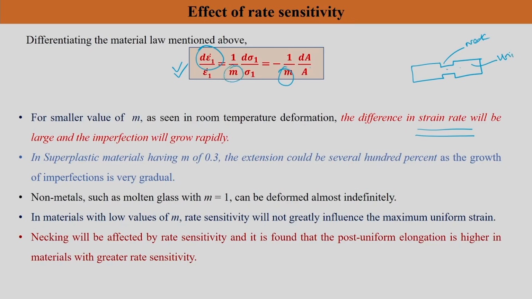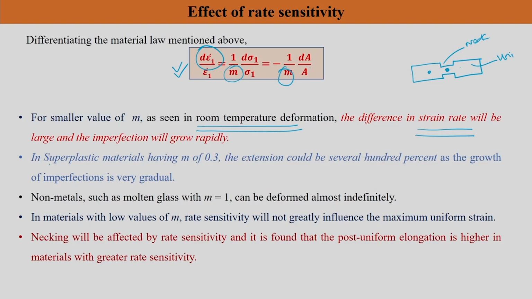is proportional to m in this fashion. So, smaller value of m, which is generally seen at room temperature for most of the materials. At room temperature, if you evaluate m, it is going to be pretty small. You will see that there is going to be large difference in strain rate between this region and this region, which is one important reason for imperfection to grow rapidly. So, this neck will be further localized, and you will have a fracture as quickly as possible if m is low, which is what you see in a room temperature type of deformation.